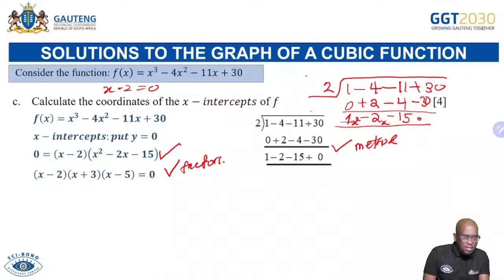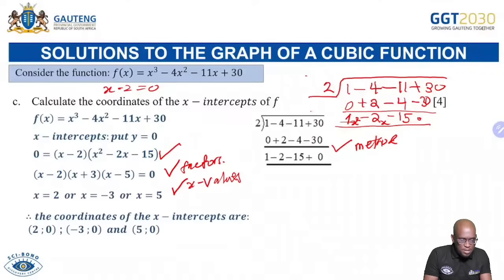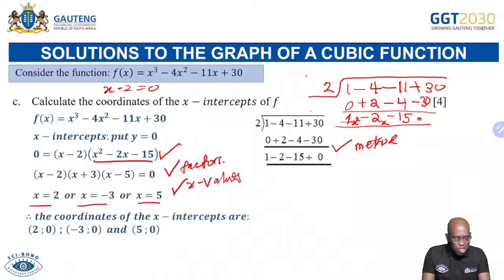Factors, okay? And then from there, we get the x values, okay? So we can obviously write down the coordinates there: 2 and 0, minus 3 and 0, 5 and 0. So we factorize x squared minus 2x minus 15. Okay, we got (x plus 3)(x minus 5). And then from there, x equals negative 3 or x equals 5. And then we can write down the coordinates of the x-intercept, all right? So that would be the next question, all right?